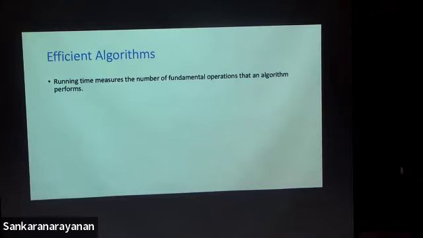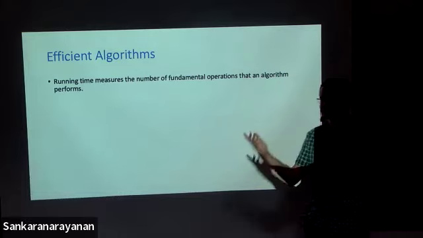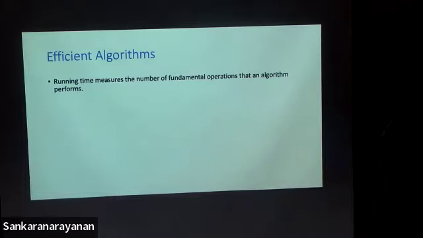So the running time of an algorithm is basically the number of fundamental operations that an algorithm performs, right? So for example, if you want to add two numbers, how would you do that? If they are integers, in a computer they are represented in binary form. So let's say they are b-bit numbers. If you want to add two numbers, the number of fundamental binary operations would be something like 4 times b, because that's the number of bit operations you're doing. So the number of fundamental operations that an algorithm performs is what we call the running time.